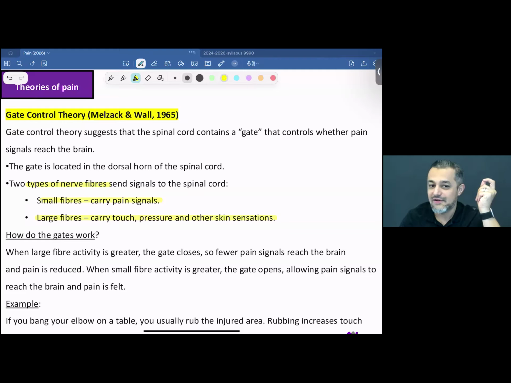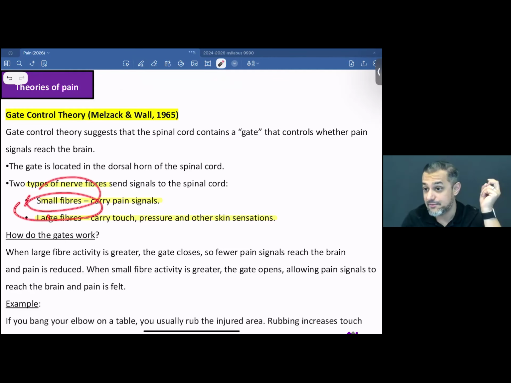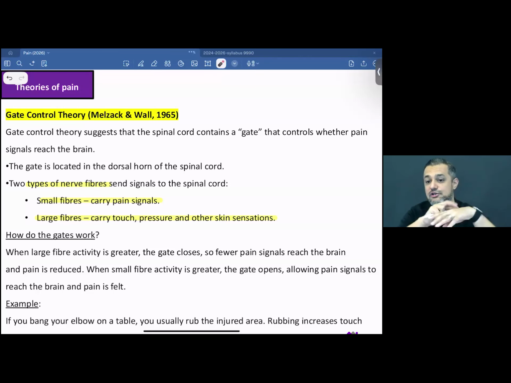So now small fibers and large fibers. Small fibers carry pain signals. Large fibers carry signals such as touch, pressure, or any other type of skin sensation. Now it's more like a battle between these two different types of nerve fibers, and where are they located? They're located in the dorsal horn of the spinal cord.